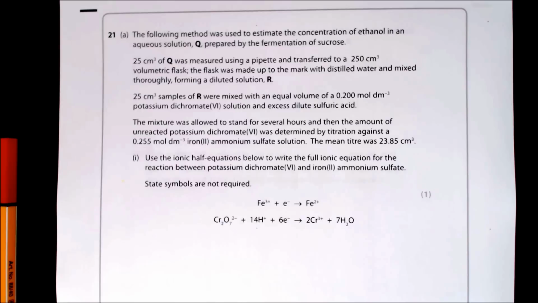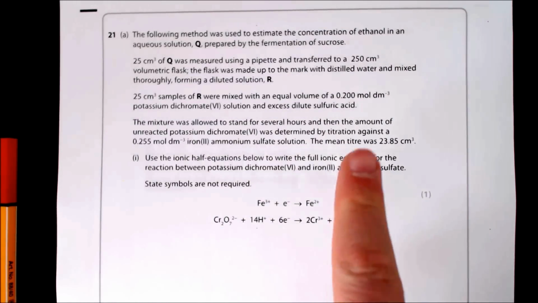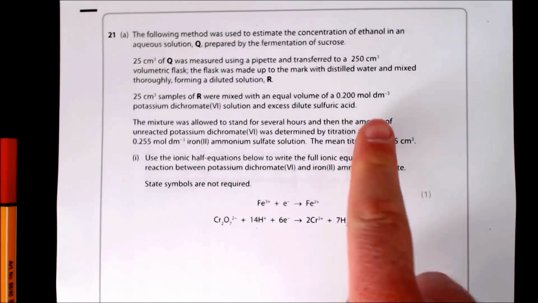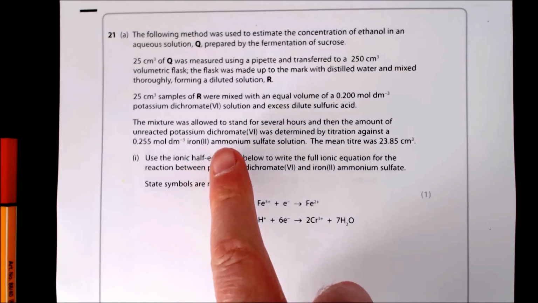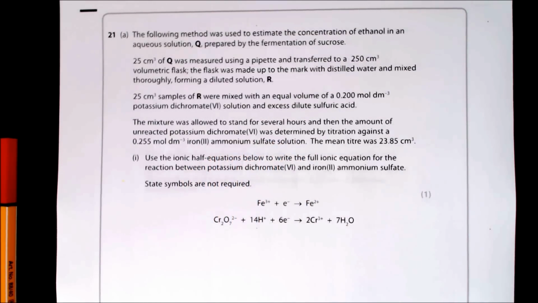So then we took 25 centimeter cubed samples of R, that was the diluted solution, and mixed them with an equal volume of a 0.200 moles per decimeter cubed potassium dichromate solution and excess dilute sulfuric acid. So we took the 25 centimeter sample from our big container, put it into a smaller container, and added some of this dichromate and acidified it as well. That's what the sulfuric acid's there for. So don't worry too much about that. Okay, and then it says the mixture is allowed to stand for several hours.